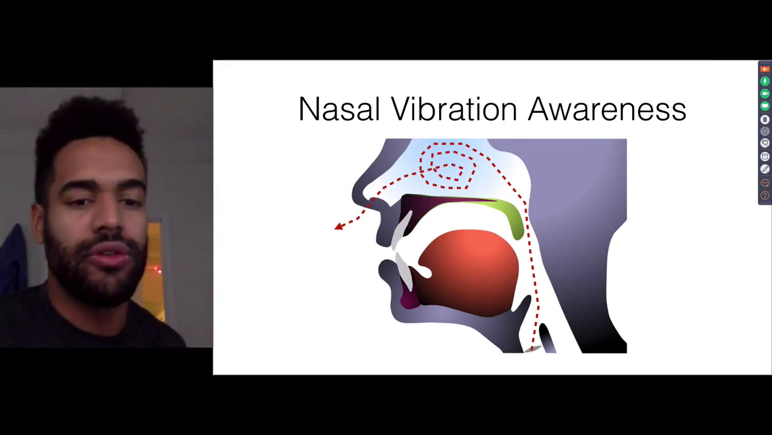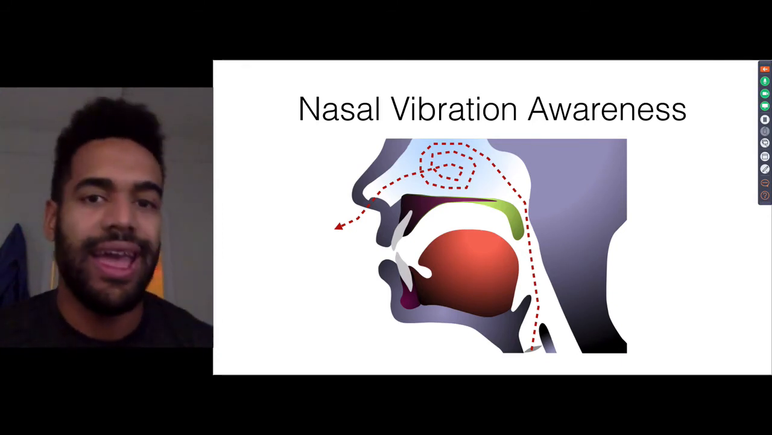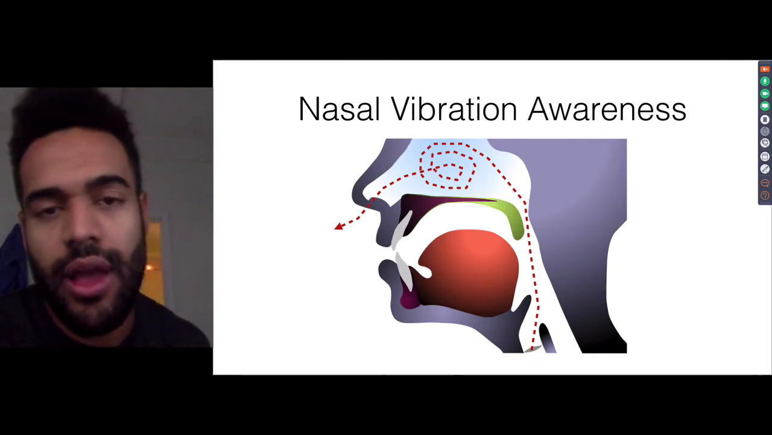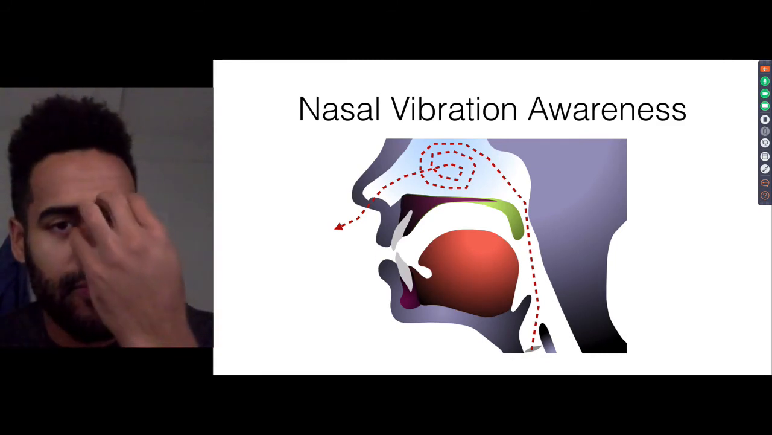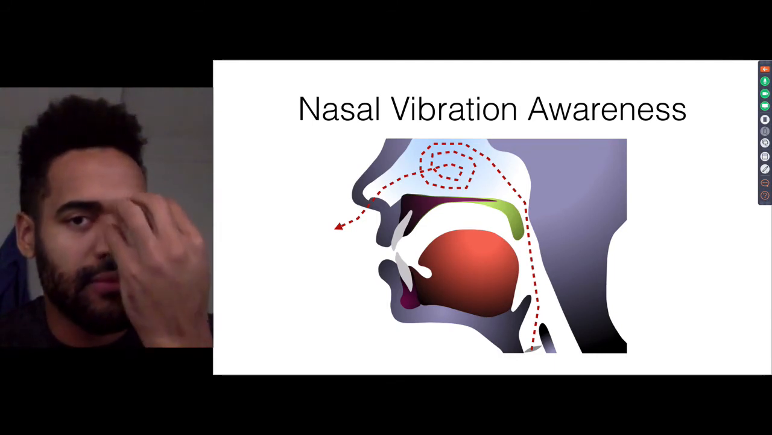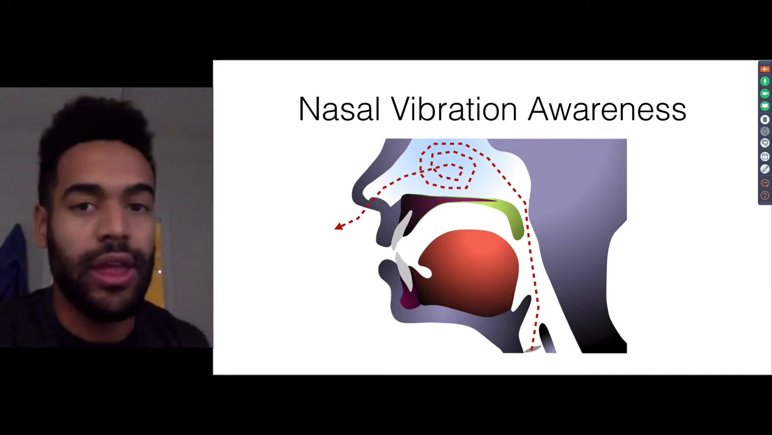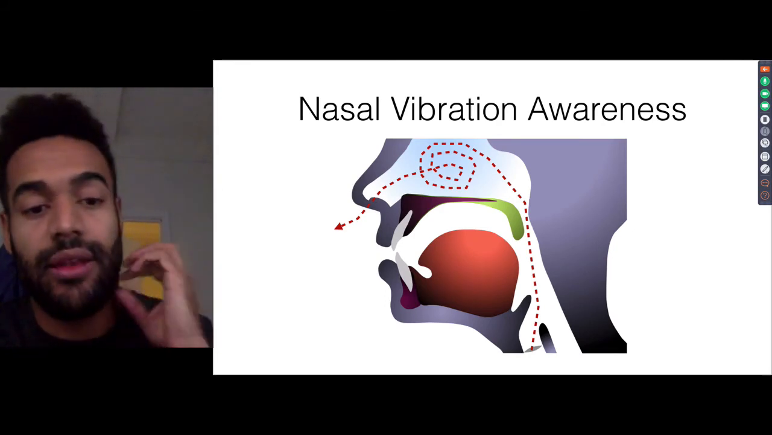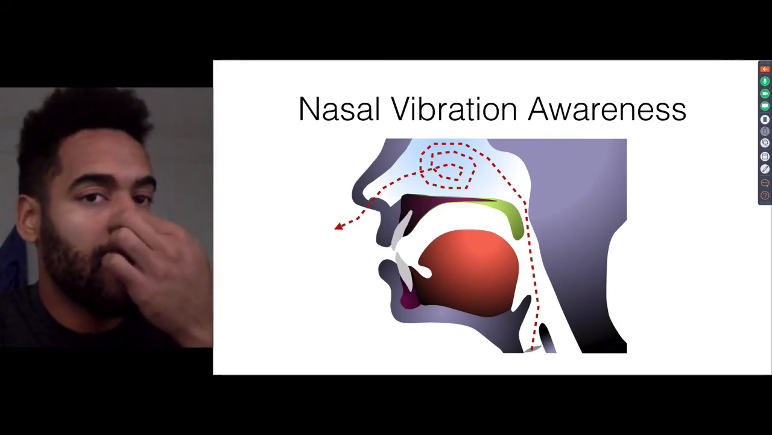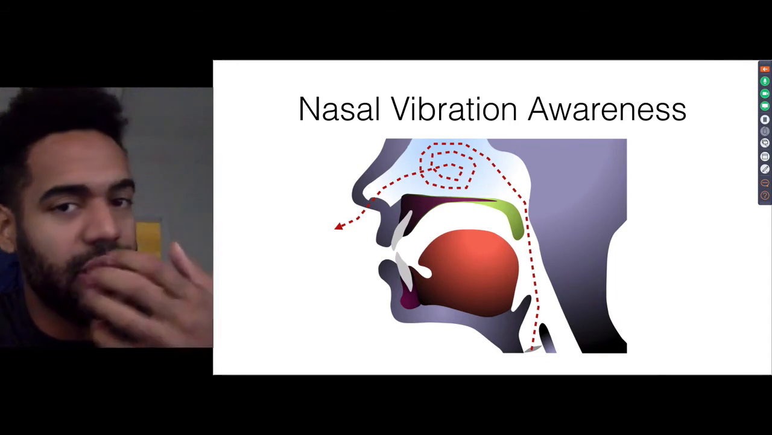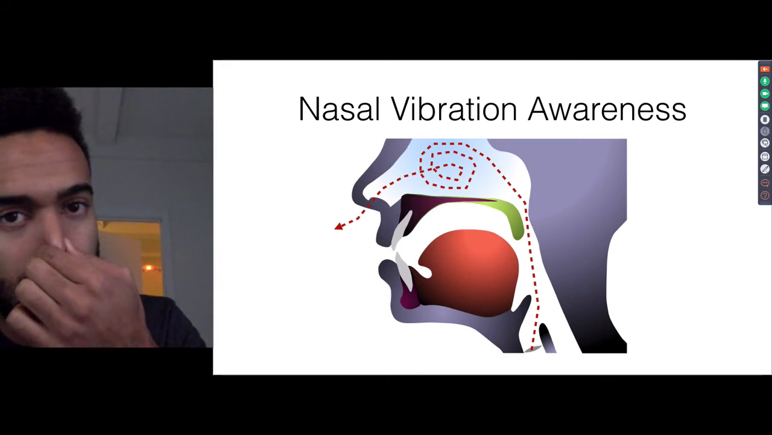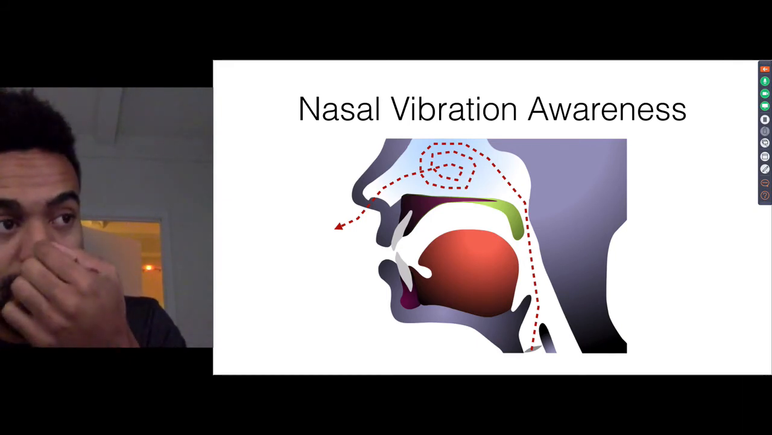Very simple. What I want you to do, first close your mouth and then hum. All right. While you do that, feel the vibration in this front part, this mask of your face. If you have trouble feeling it, what you can do is pinch your nose and then put air out through your mouth like this. Now you should feel it a lot more. If you make that sound, you should feel it in your fingers vibrating at the blockage here.